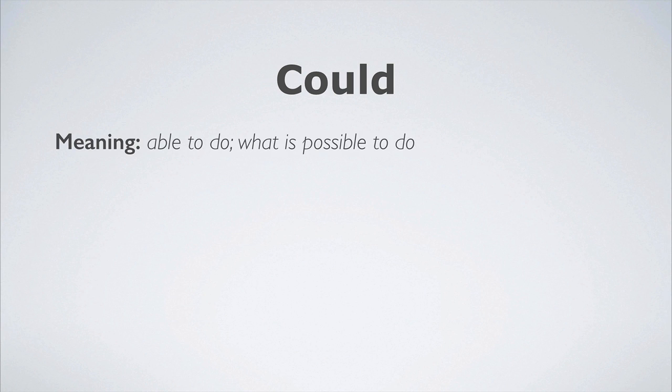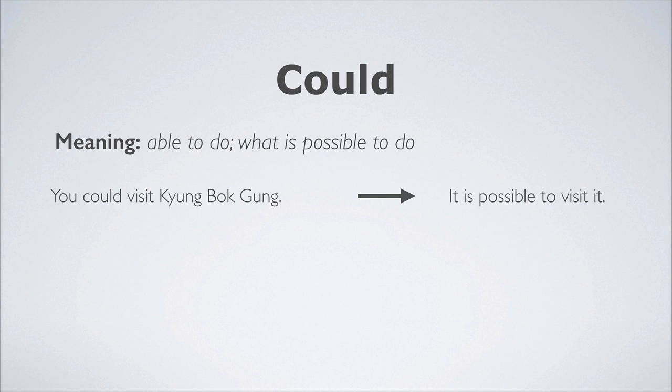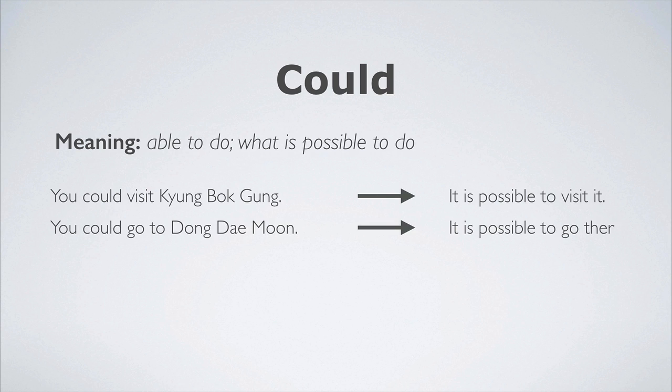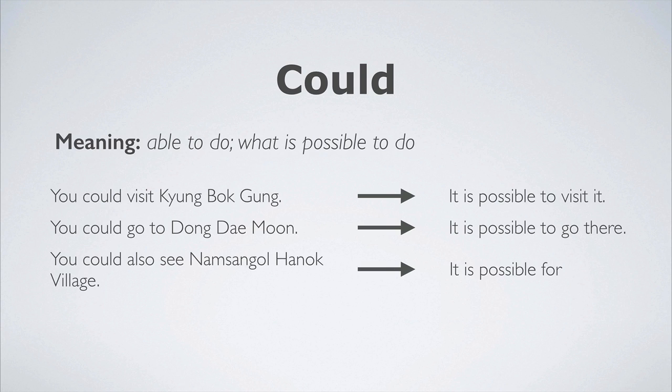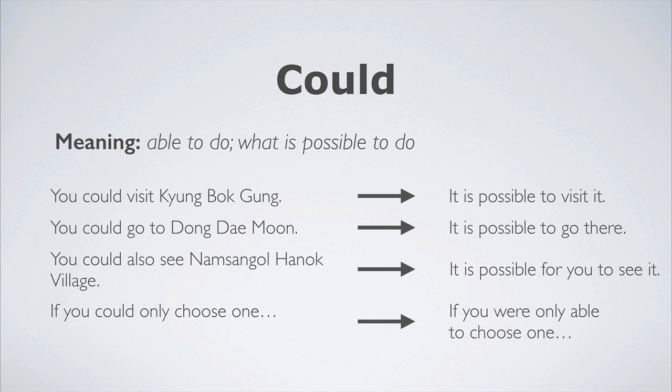Let's start with could. Remember, could is used to say what someone is able to do or what it is possible to do. For example, Sung-won told Jack, you could visit Gyeongbokgung, meaning it is possible for you to visit it. She also told him, you could go to Dongdaemun, meaning it is possible to go there. She also told him, you could see Namsangol Hanok Village, meaning it is possible for you to see it. Then Jack asked Sung-won if you could only choose one, meaning if you were only able to choose one, which one would you see?